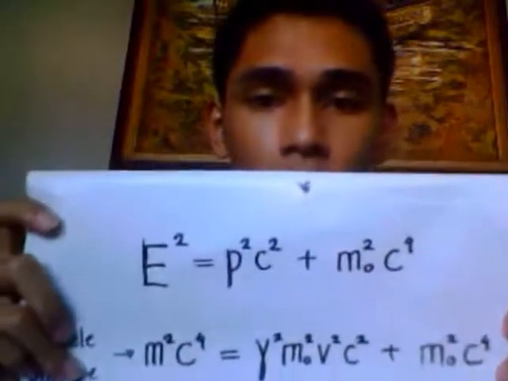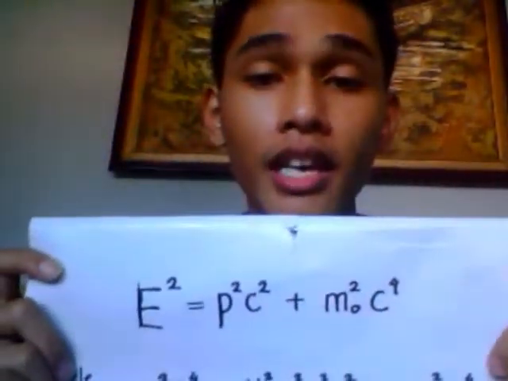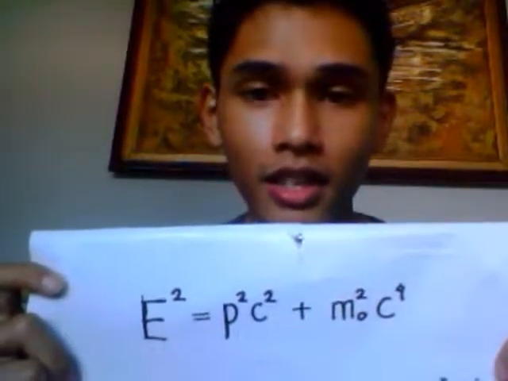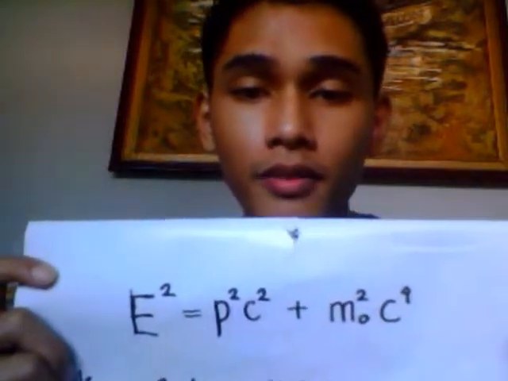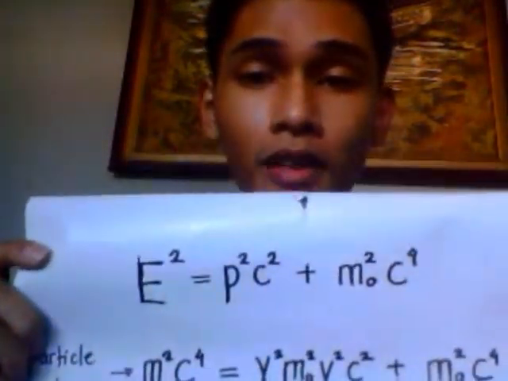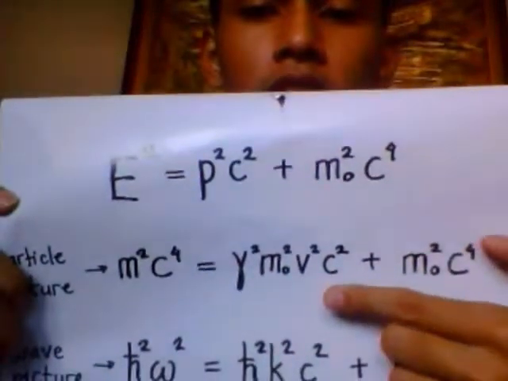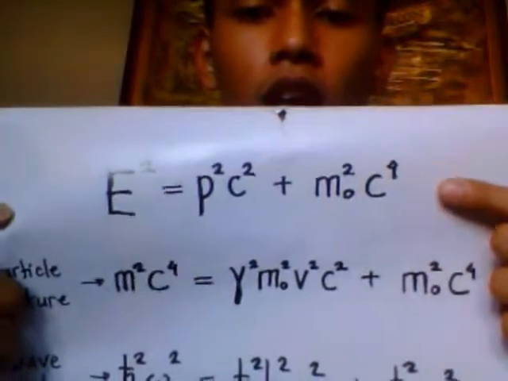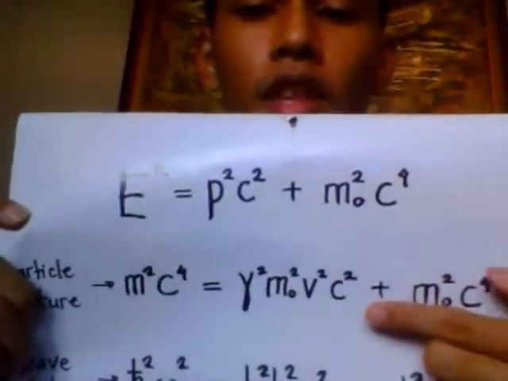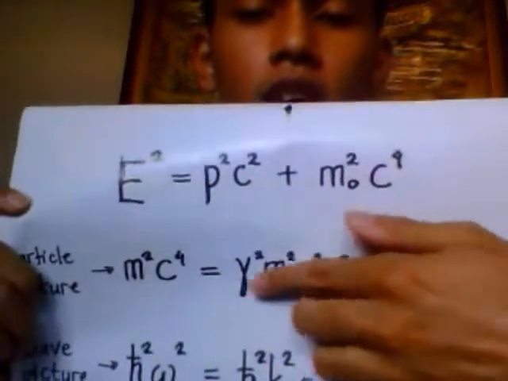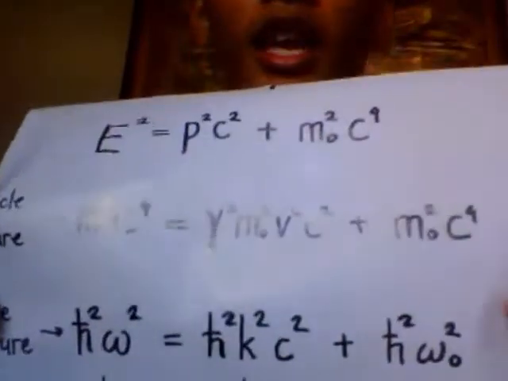Okay, first I will explain the energy of the relativistic quantum particle. This is the relation of energy and momentum for a relativistic particle. This is the common formula, and then we can rewrite it in the particle picture in terms of the mass. We can also rewrite this relation in the wave picture.